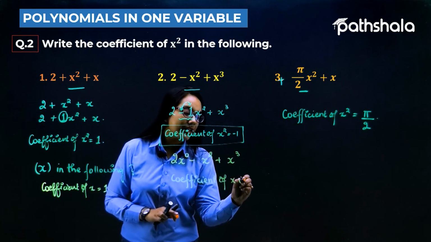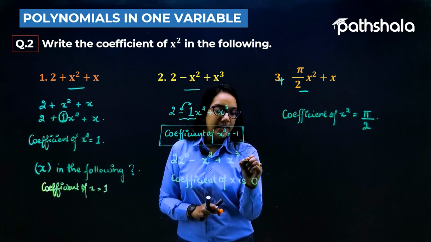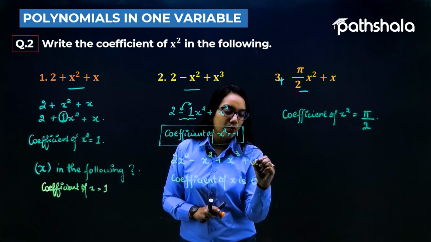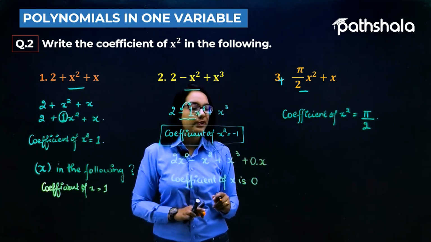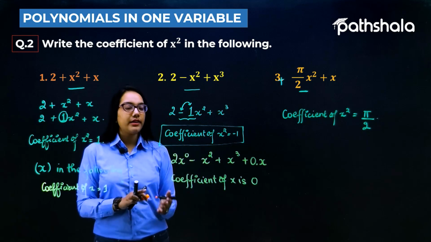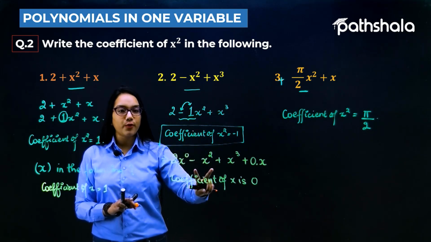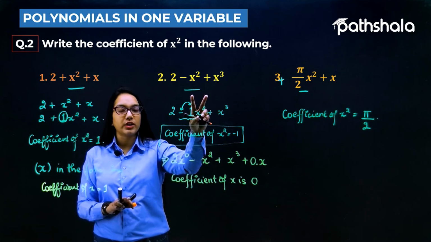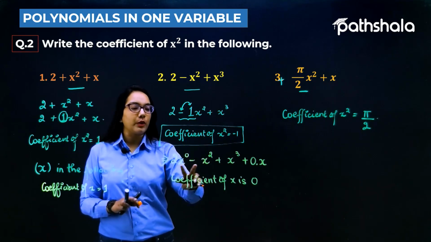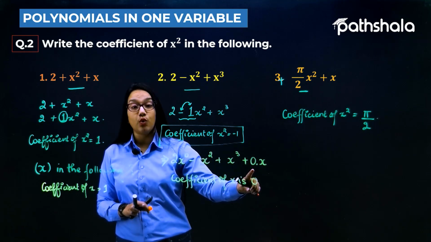So it means that the coefficient of x is 0. Why so? Because we can write it as plus 0 into x, because 0 into x is 0 again. So we can write this polynomial in this formation, because both of them are equal to each other. So as per this polynomial, the coefficient of x is 0.